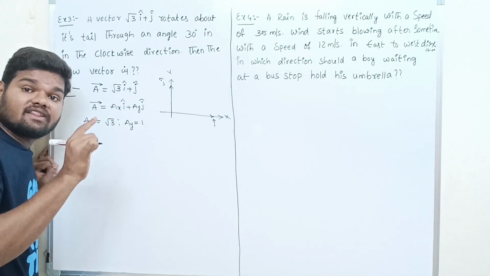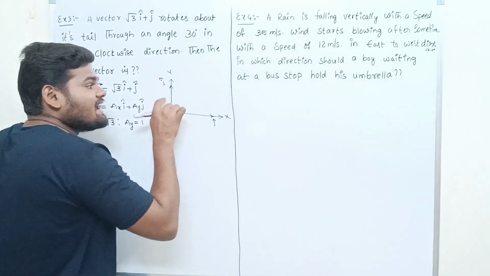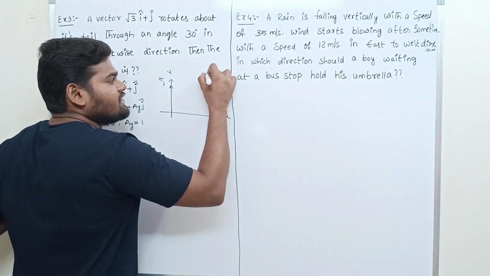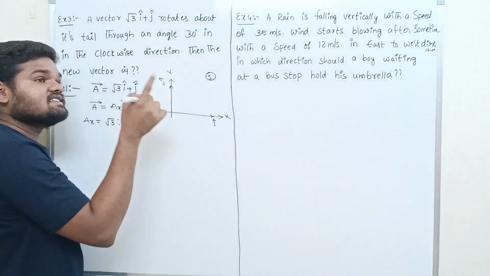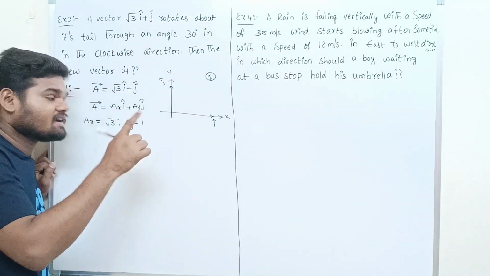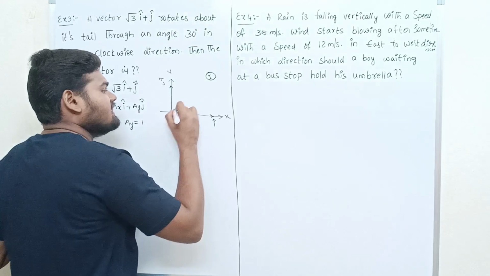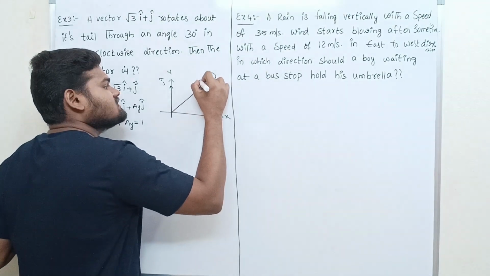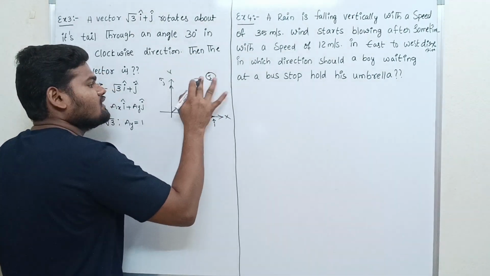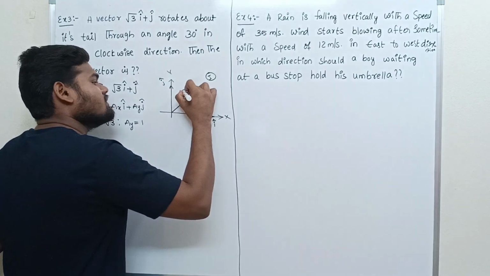That means whatever the vector they are given, that lies in between the positive x-axis and the positive y-axis. That means in the first quadrant. So this a bar vector is in the first quadrant. This is the a bar vector.